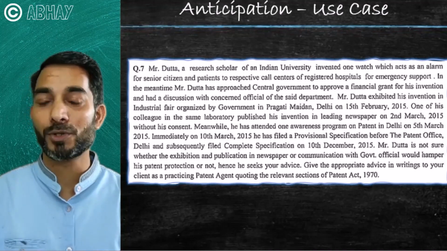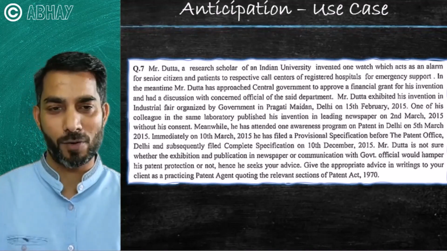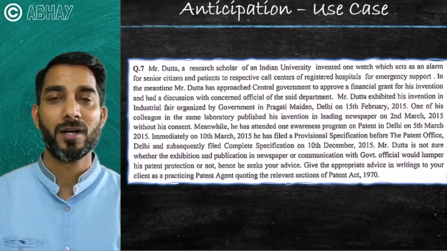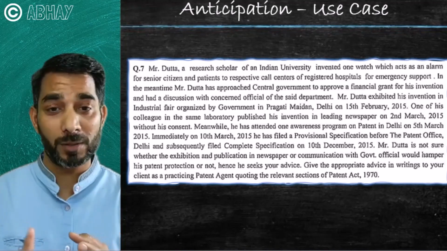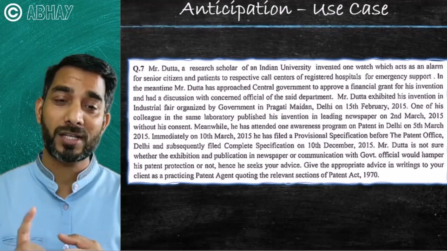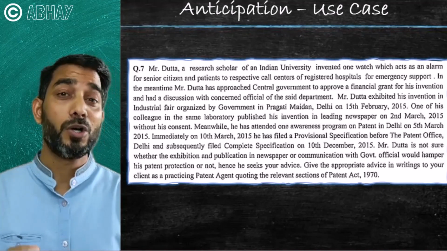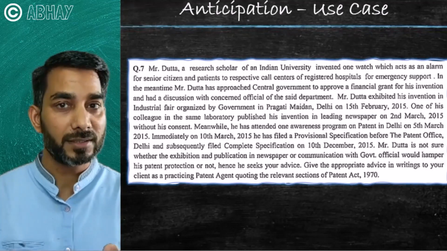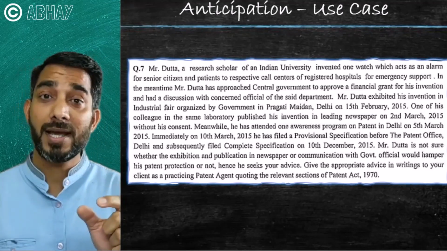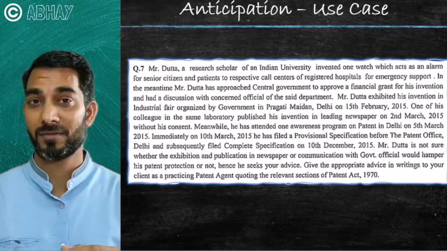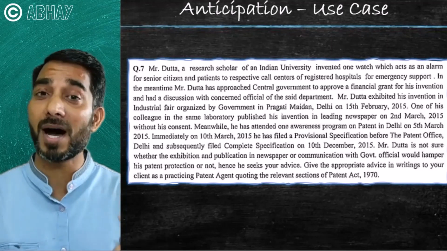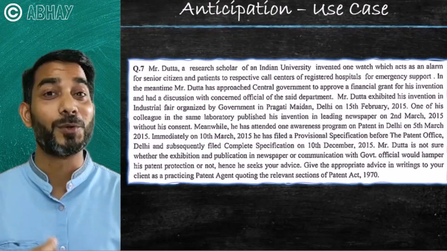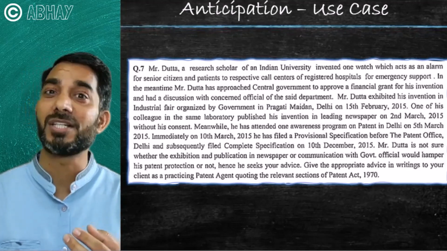Now, whatever portions that we underlined, they have already been summarized in the last paragraph of the question, which says whether the exhibition or the publication or the communication with government. Now, what all has happened? Because of all these activities, the invention has become part of the public domain. And when something becomes a part of the public domain, what happens? Obviousness, novelty, all these come crashing down.